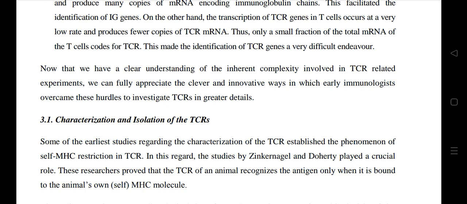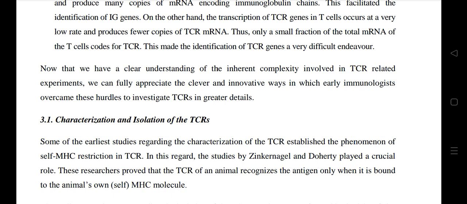Characterization and isolation of the TCR. Some of the earliest studies regarding the characterization of TCR established the phenomenon of self-MHC restriction in TCR. In this regard, the studies of Zinkernagel and Doherty played a crucial role. I'm not sure about the pronunciation of these scientists' names.